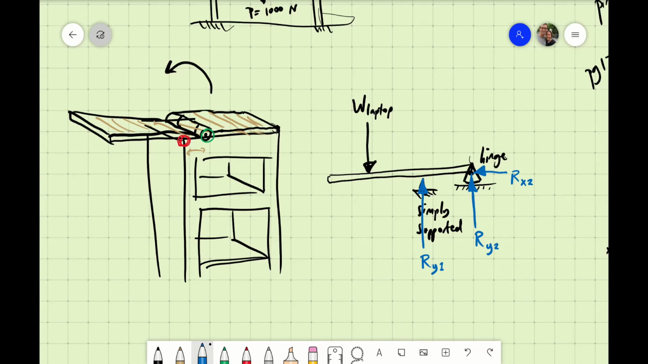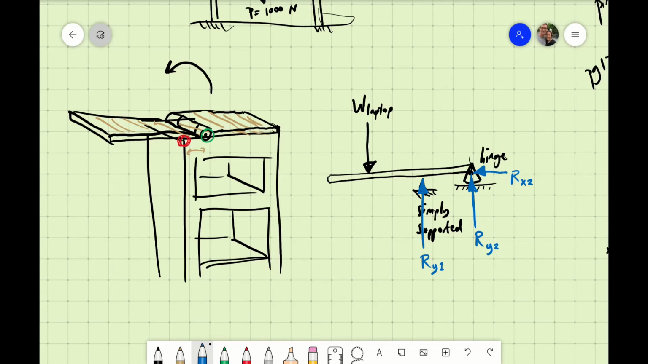Okay, so this would be the free body diagram you would draw of that particular part of the piece of furniture. And you see that I used two of those three things that we've been talking about. I used a hinge support constraint where there is a hinge, and I did a little simply supported one with just the vertical support reaction force where it was just resting on the edge of the desk.